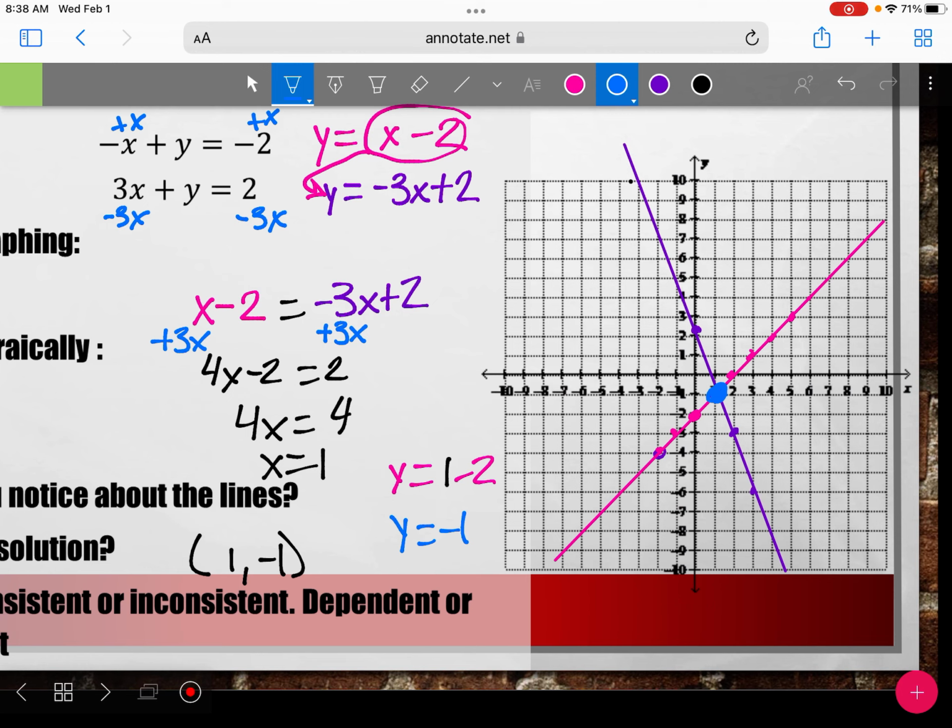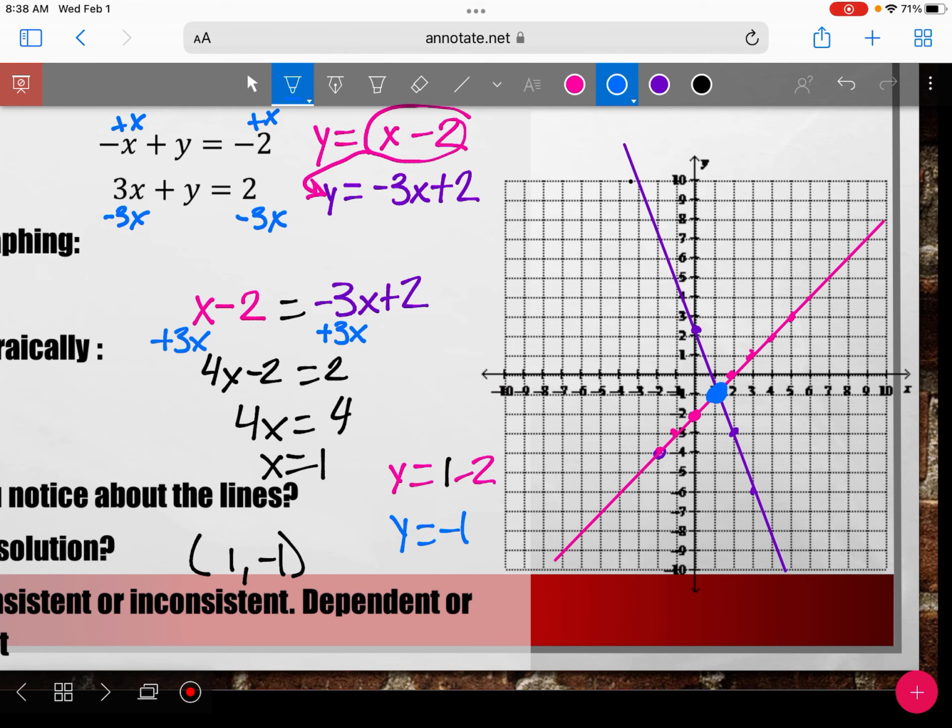Okay. I'm going to put mine up on the screen so you can see it. Looks like a lot of you are doing really good work. All right. So there we go. So that's all of my work. I put both of these guys in the slope-intercept form over here. For the top one, I added x. For the bottom one, I subtracted 3x.